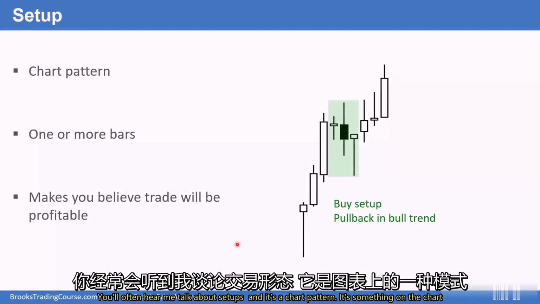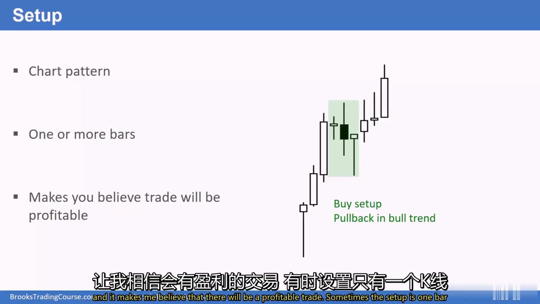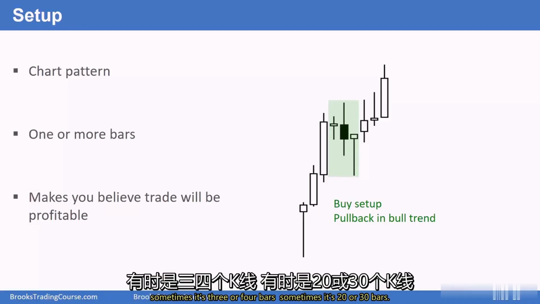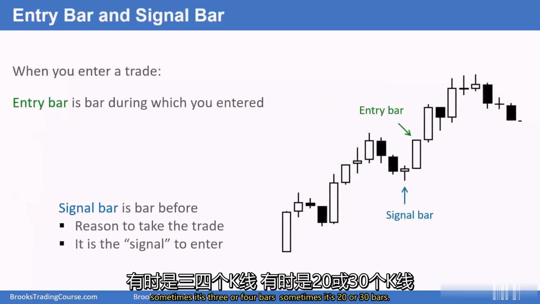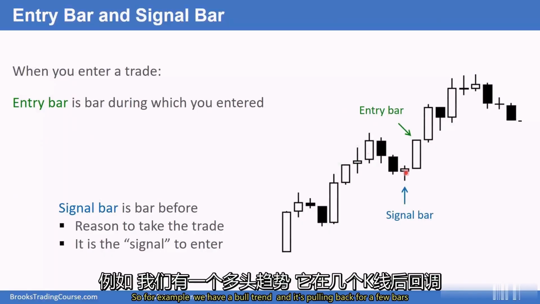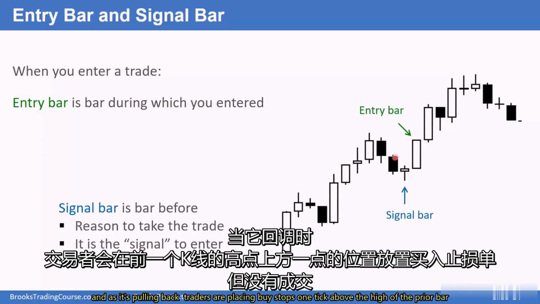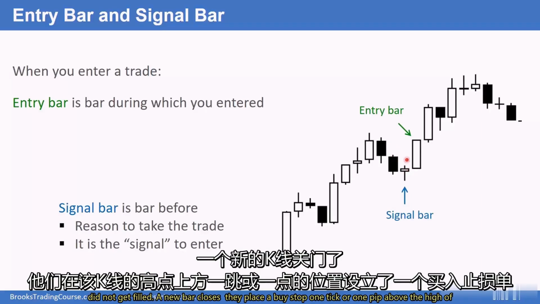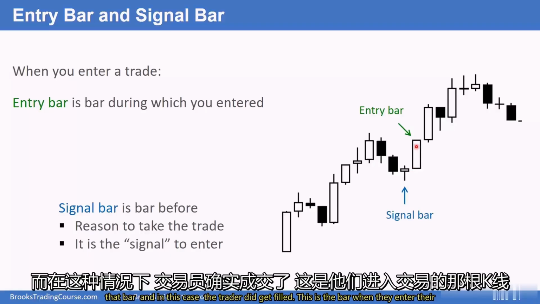You'll often hear me talk about setups, and it's a chart pattern. It's something on the chart, and it makes me believe that there will be a profitable trade. Sometimes the setup is 1 bar, sometimes it's 3 or 4 bars, sometimes it's 20 or 30 bars. So, for example, we have a bull trend, and it's pulling back for a few bars, and as it's pulling back, traders are placing buy stops 1 tick above the high of the prior bar, did not get filled. A new bar closes, they place a buy stop 1 tick or 1 pip above the high of that bar. And in this case, the trader did get filled.